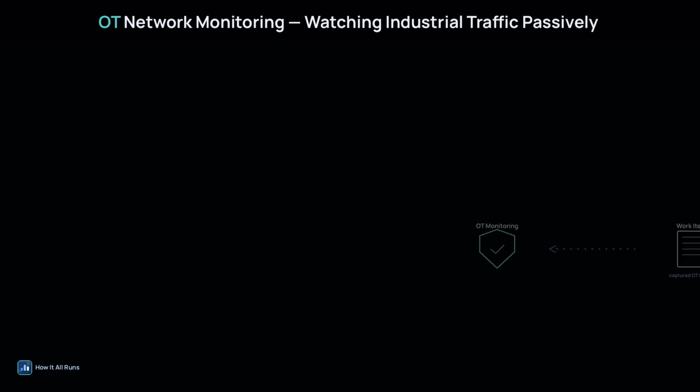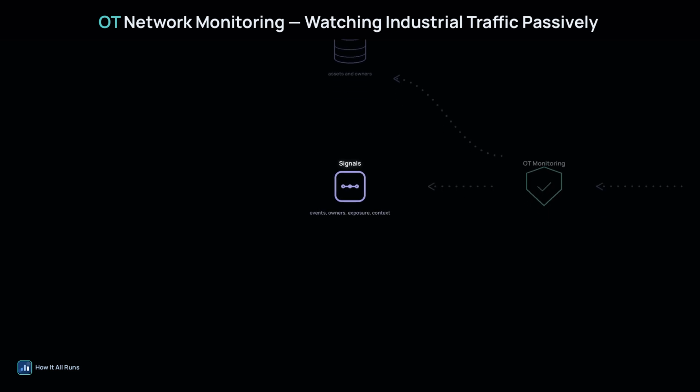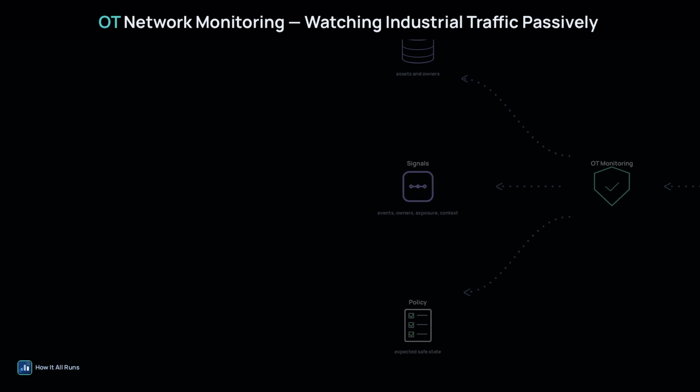OT network monitoring, watching industrial traffic passively, puts a control point in that path, so the risky part becomes visible early. Visibility needs signals, events, owners, exposure, context. These facts give the system something concrete to judge. Signals alone are noise. Policy says what safe looks like, expected safe state. The output is a decision: continue, stop, escalate, or ask a person to review.